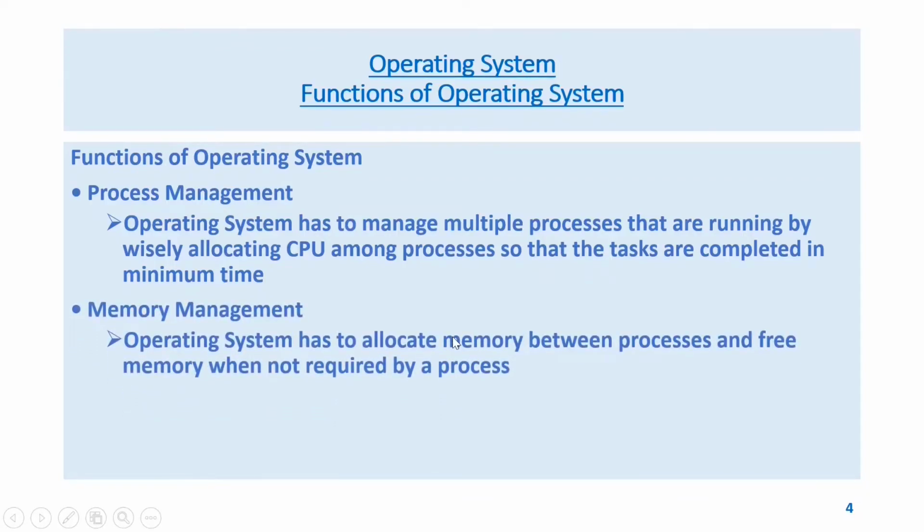Memory management. Operating system has to allocate memory between processes and free memory when not required by a process. So a process may be running and a process may be idle at some point of time. So when the process is idle, then the operating system has to remove the memory from it or free memory from it, and whatever processes are running, the operating system has to allocate memory to those processes. So this management of memory is done by the operating system.